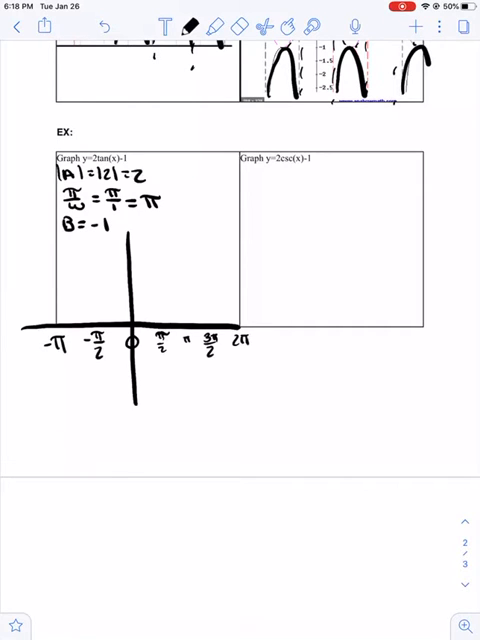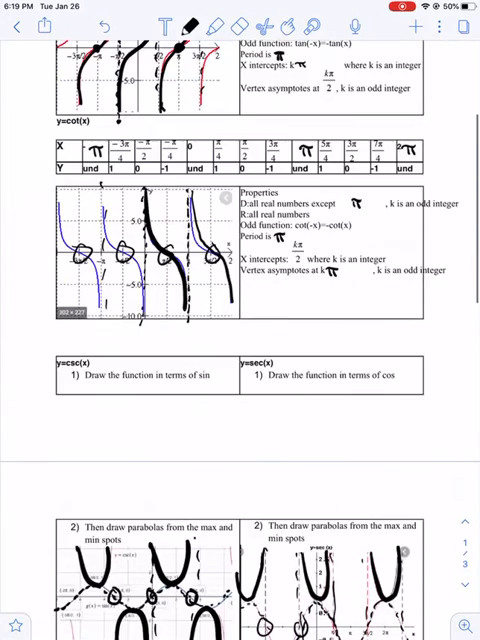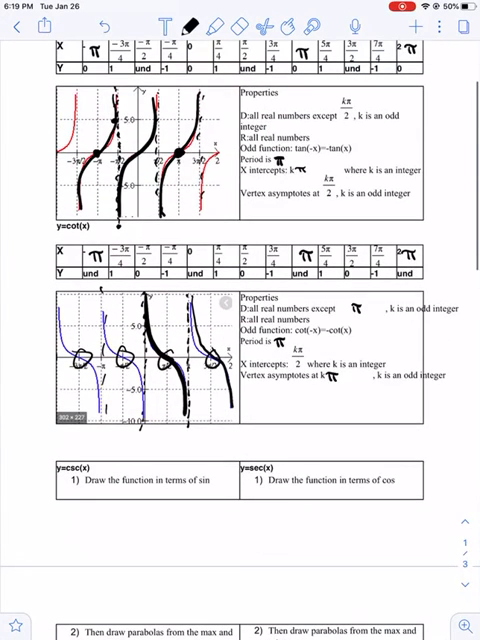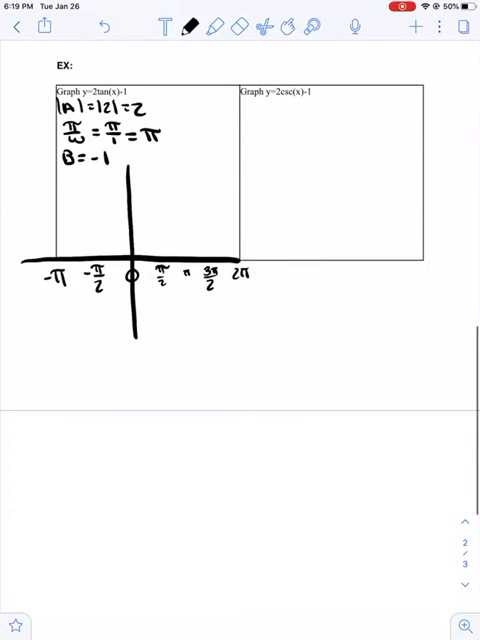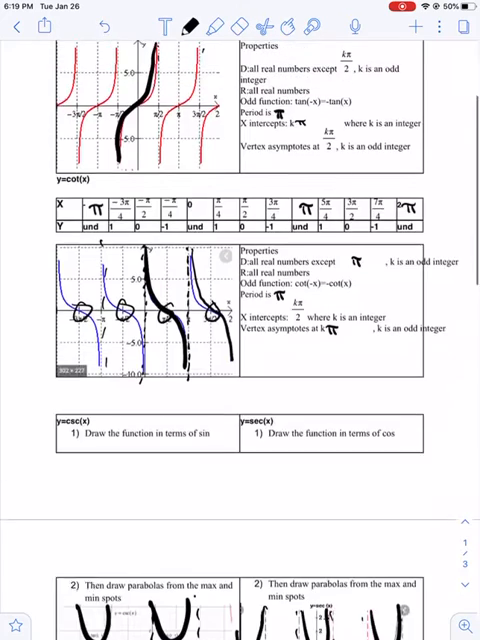So negative pi over 2, negative pi. Okay, and then we have that vertical shift of down 1. So instead of this, if we look back at tangent, the tangent graph goes through the origin at 0. So now it's going to go down 1, to -1, and now go through that -1.